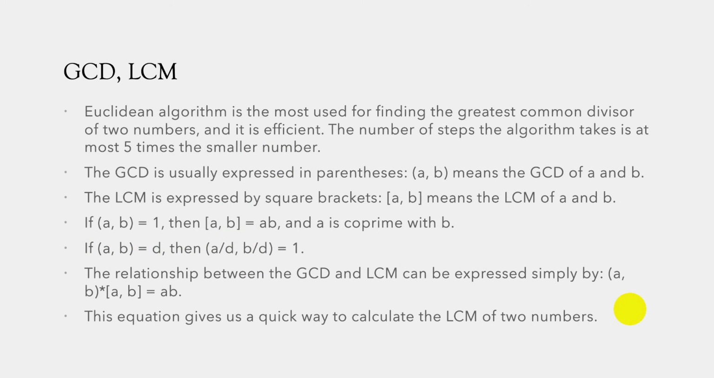Next is the greatest common divisor and the least common multiple. The Euclidean algorithm is the most used for finding the greatest common divisor of two numbers, and it is efficient.